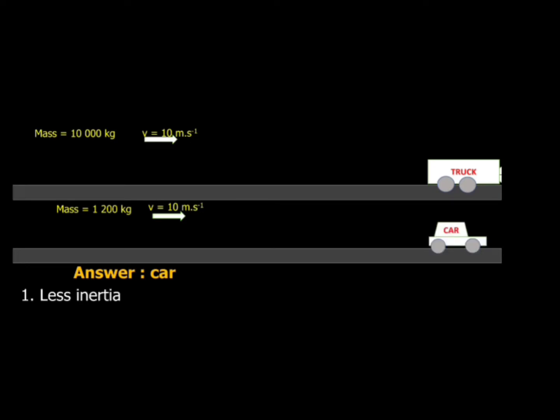The first argument that can be provided is the inertia of the objects involved. The car has a smaller amount of inertia. And we know that the less inertia an object has, the easier it is to change its motion. The less mass an object has, the lower is its inertia. Inertia being the measure of the tendency of resistance to changes in motion of an object. So the car has a smaller mass, it will have a smaller inertia, and it will be easier to stop or change the velocity of the car.